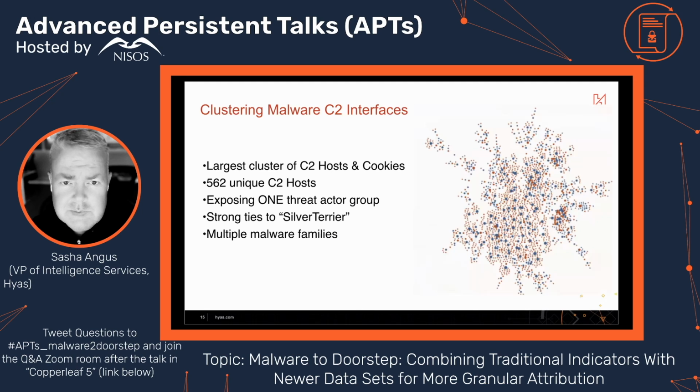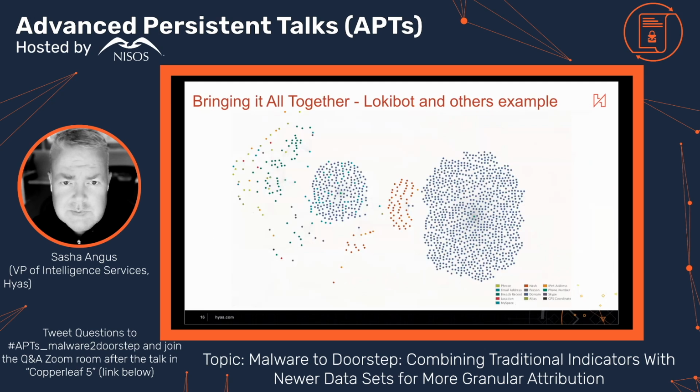We're able to map together, through the cookies and through other domain infrastructure we have visibility into, not only the clustering of a particular campaign, but a clustering of all the families they use. In this case, this is a campaign with strong ties to Silver Terrier, as well as multiple malware families. When we bring it all together, it looks like this. With LokiBot, this was an actor based out of the UAE who was prolific in his use of a host of different malware families, using DNS data, breach data, and data from folks like Malbeacon.